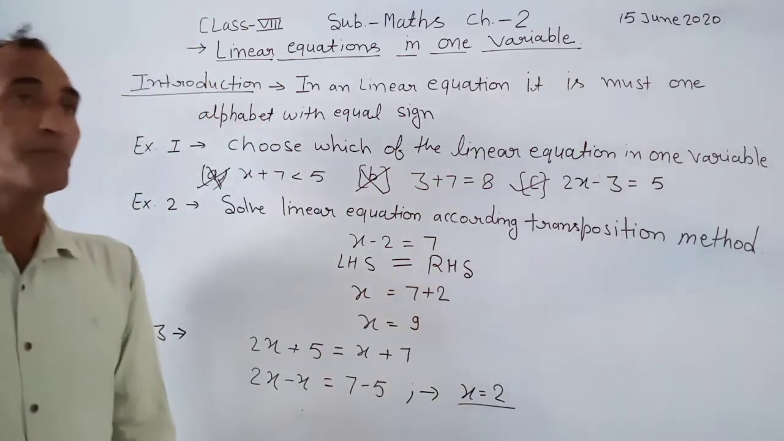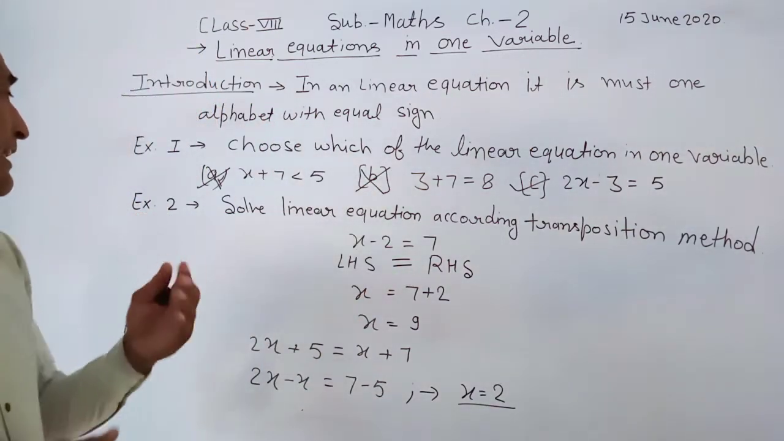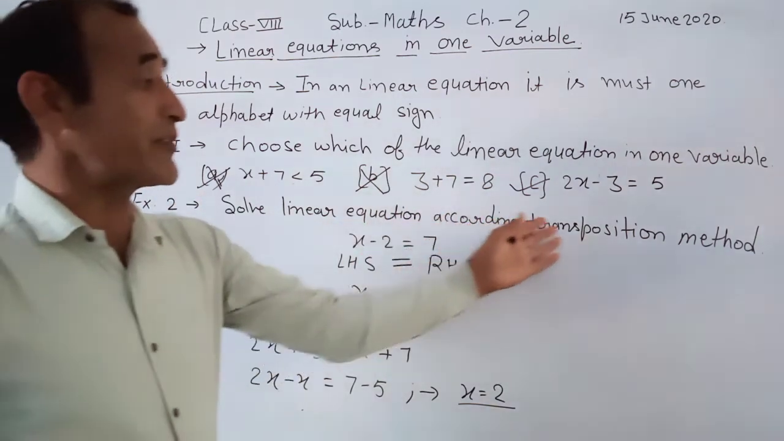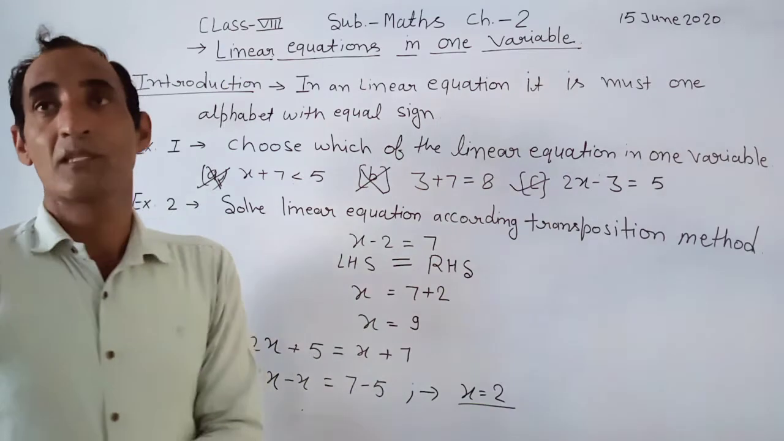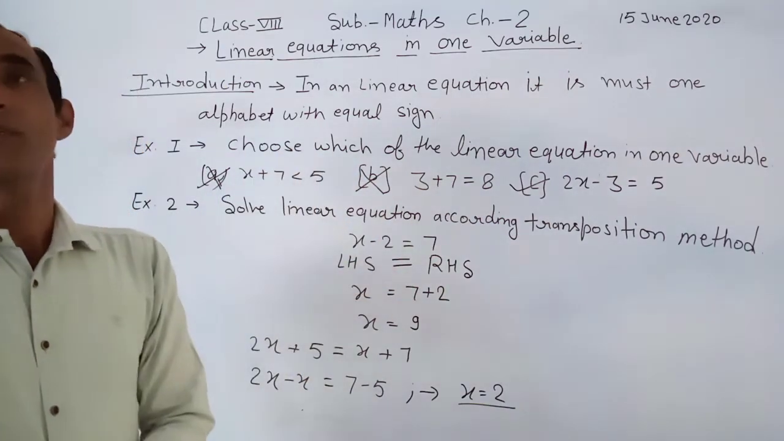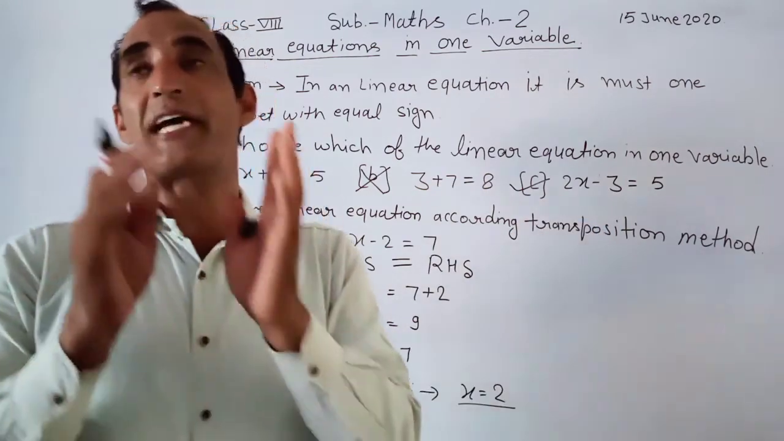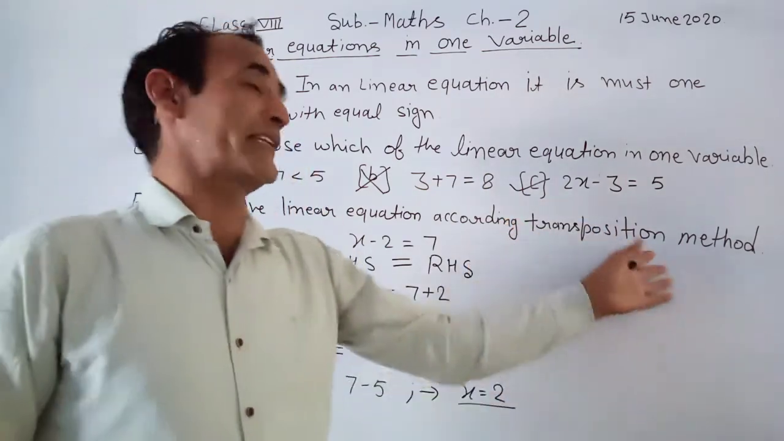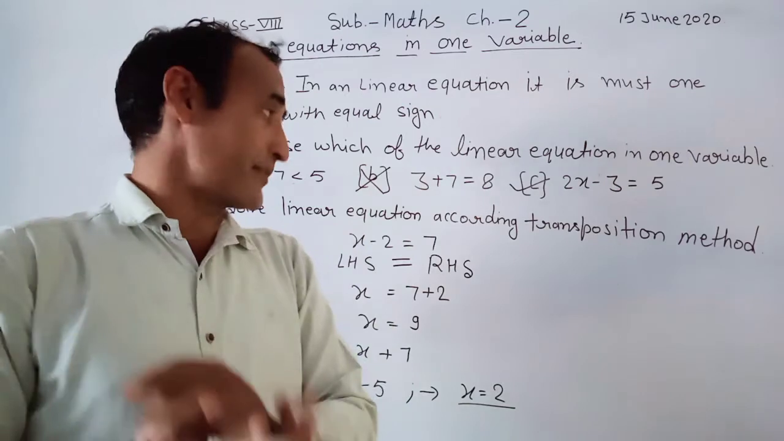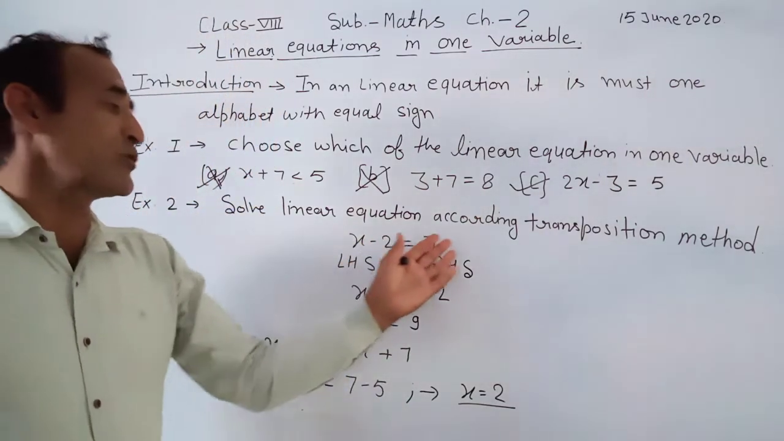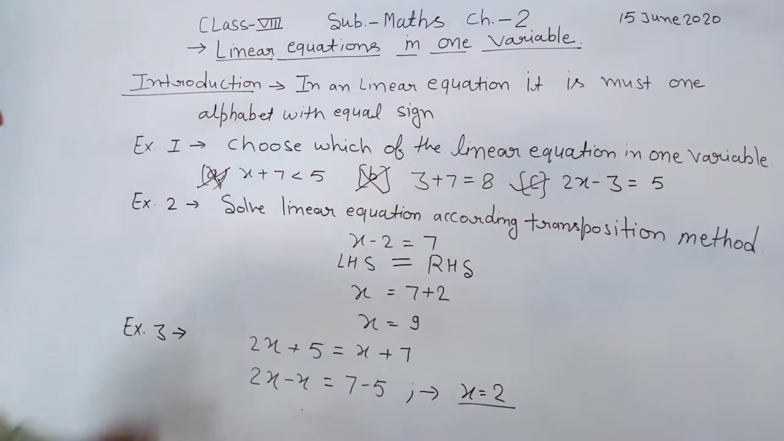After that, I am telling about example 2: solve the linear equation according to the transposition method. There are many methods, such as trial and error method and transposition method. Today I am explaining the transposition method because it is a very important method. x minus 2 equals 7, our second example.